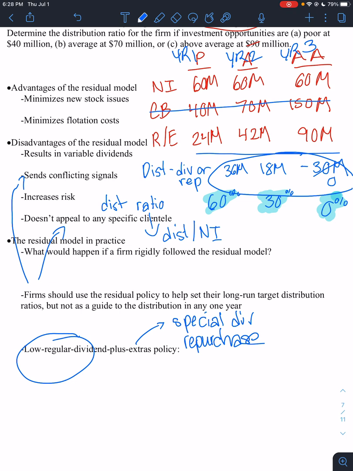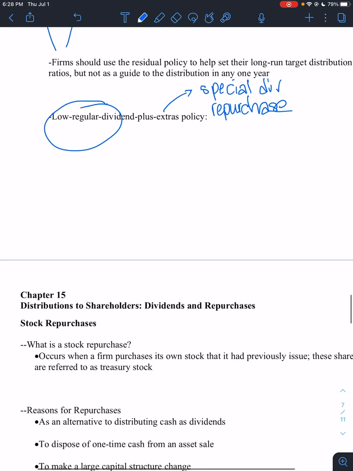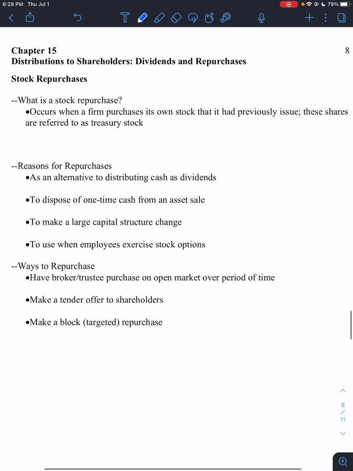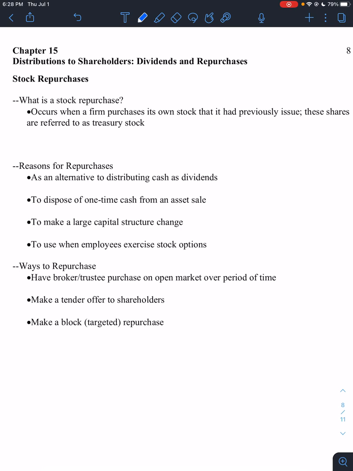So that wraps up most of dividend policy. What we have left to talk about is some information about stock repurchases, or a little bit more information going in deeper into stock repurchases.